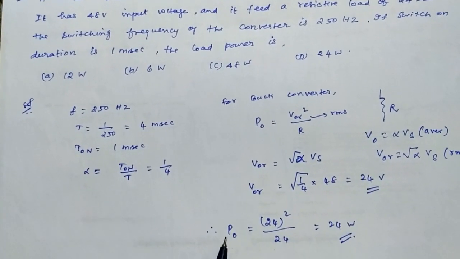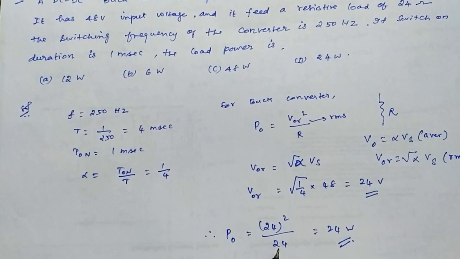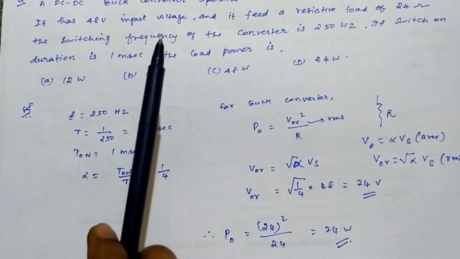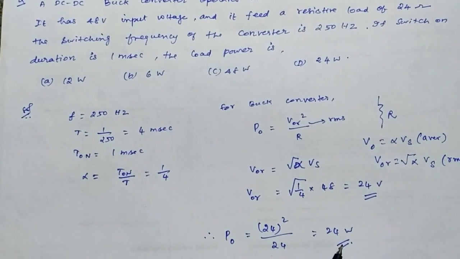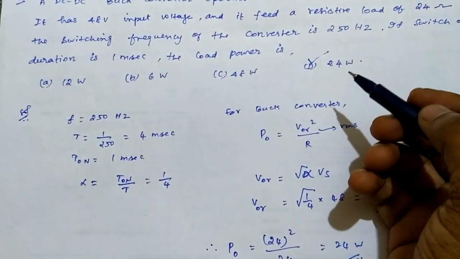So therefore output power is equal to V naught RMS square over resistor. So 24 square over the resistor, which is given as 24 ohm, that is equal to 24 watts. So the power is 24 watts.